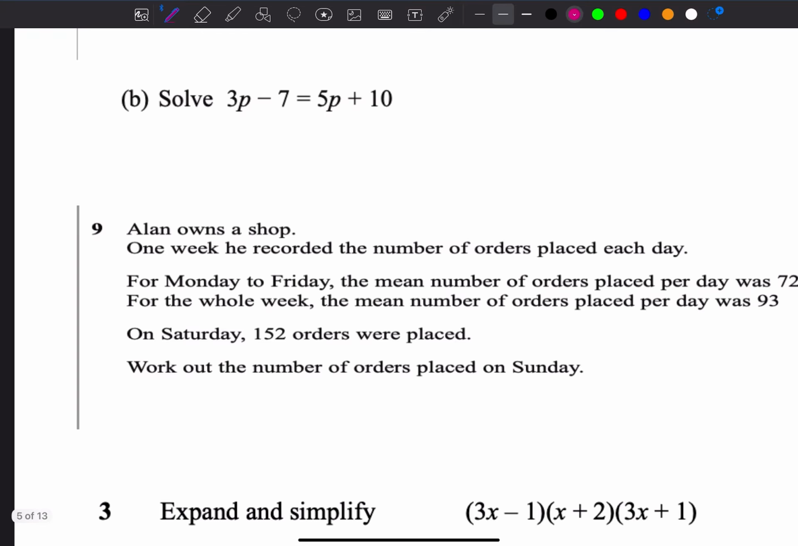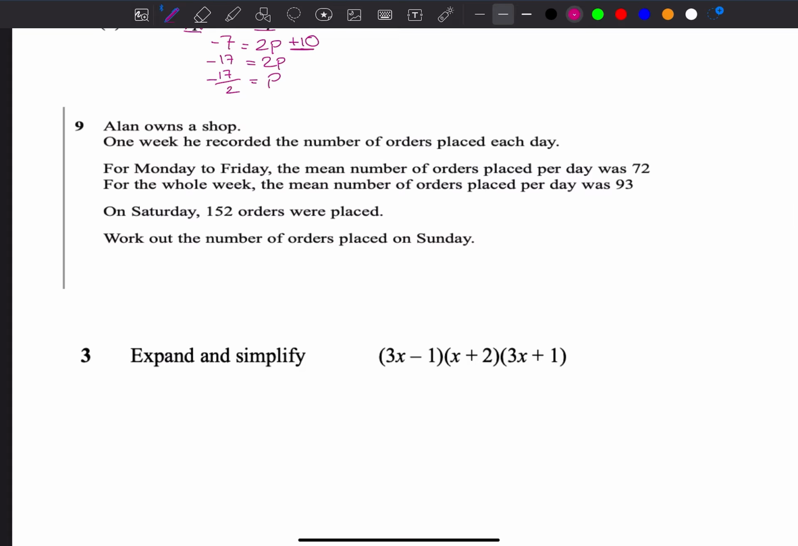Next one. Always take away the smallest p. So you've got 3p and 5p. Take away the smallest p, 3p. So that's minus 7 equal to 2p plus 10. Take away the 10, so plus 10 becomes minus 10. Minus 17. p is equal to minus 17 over 2, which is minus 8.5.